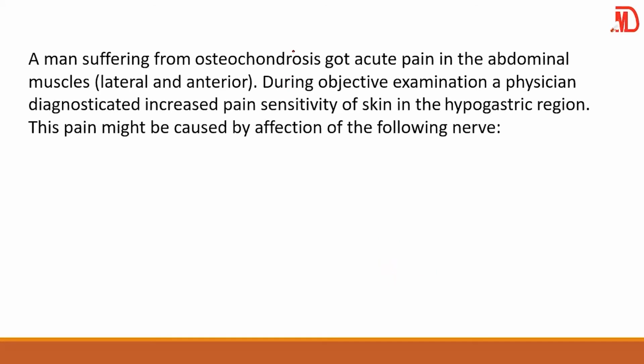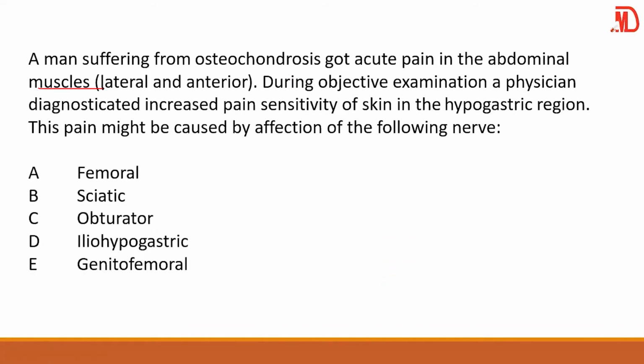A man is suffering from osteochondrosis. He got acute pain in the abdominal muscles, that's the lateral and the anterior. During objective examination, a physician diagnosed increased pain sensitivity of the skin in the hypogastric region. This pain might be caused by affection of the following nerve.